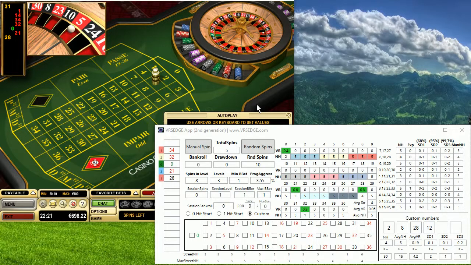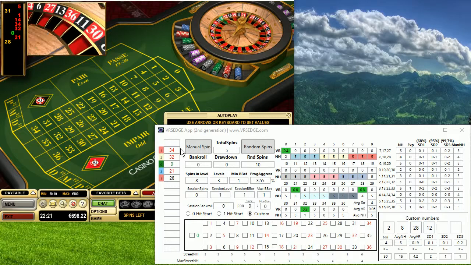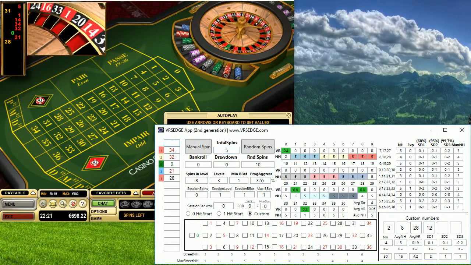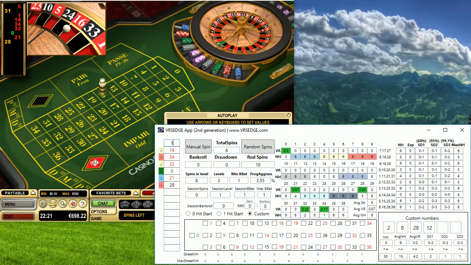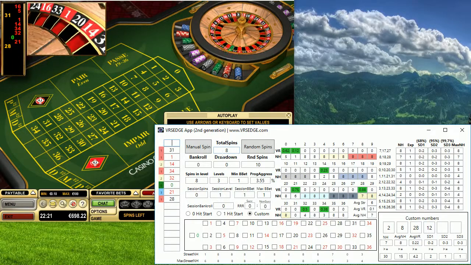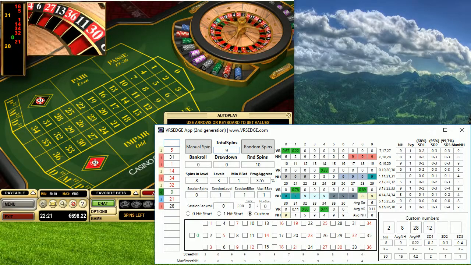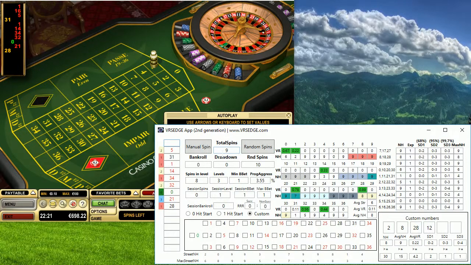So I will not use any number patterns. I will just generate the numbers and enter them into my VRSEDGE app, and together we will analyze what might be a possible idea for a roulette system, how you can understand what is analyzed and evaluated in my VRSEDGE app, and how you can benefit from that.